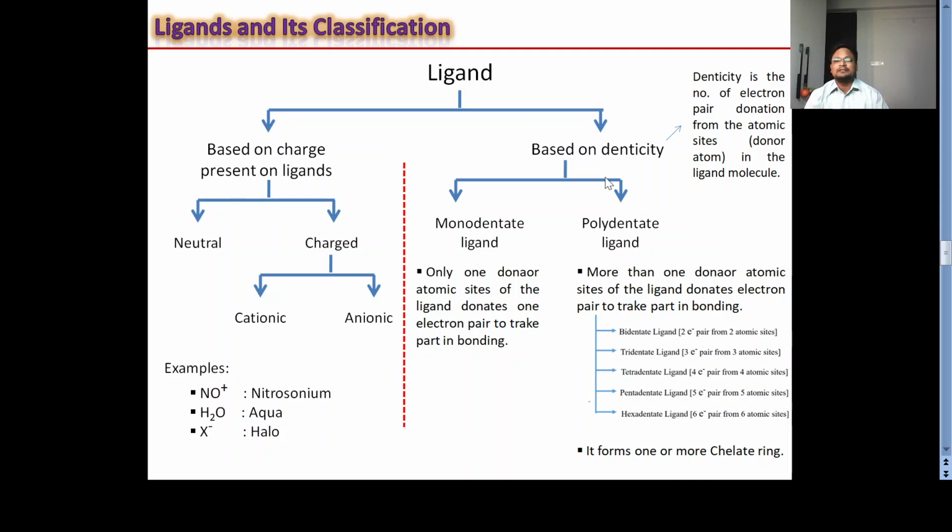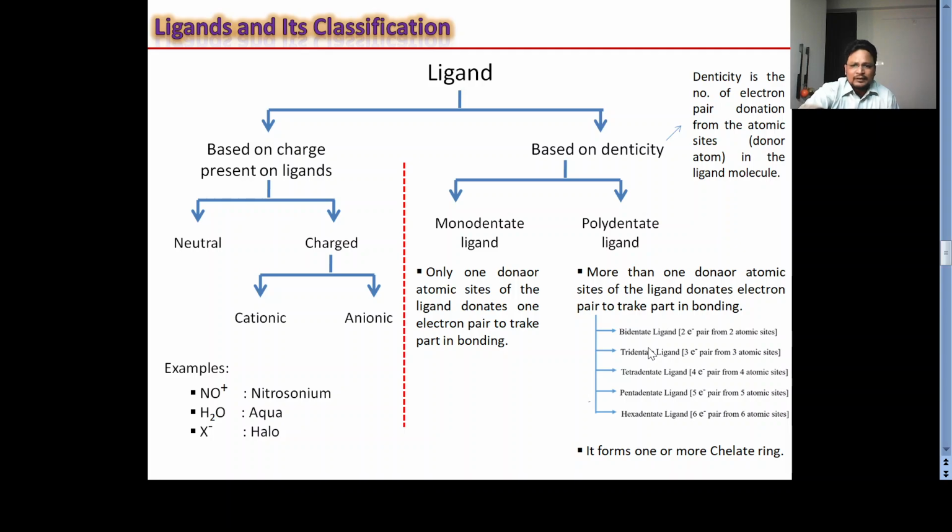The most important thing is the classification of ligands based on their denticity. So basically, what is denticity? Denticity is the number of electron pair donation capability from donor atomic sites in the ligand molecule. So based on denticity, ligands are of two types: monodentate ligand and polydentate ligand. In case of monodentate ligand, only one donor atomic site of the ligand donates one electron pair to take part in bonding, while in case of polydentate ligand, more than one donor atomic site of the ligand donates electron pair to take part in the bonding.